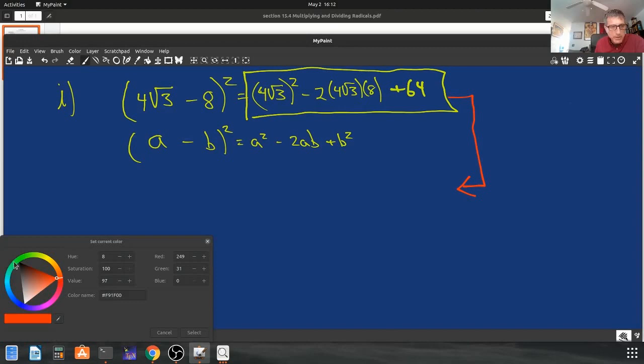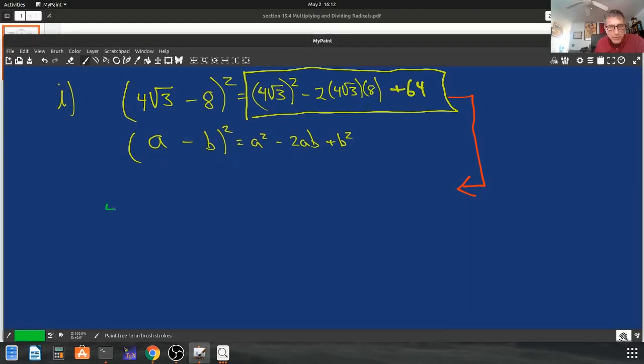The first term we're going to simplify is 4 times the square root of 3, squared. Well, I hope you remember the power of a product rule says that's equal to 4 squared times the square root of 3 squared. 4 squared is 16, and the square root of 3 squared is 3. So that's 16 times 3. What's 16 times 3? It's 48. So my first term turns out to be 48.